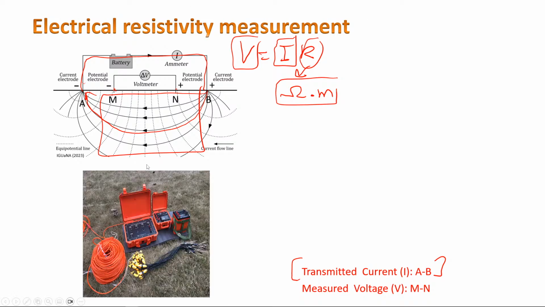So the instrument looks something like this. See these yellow things here? These are the electrodes. See this yellow thing here?